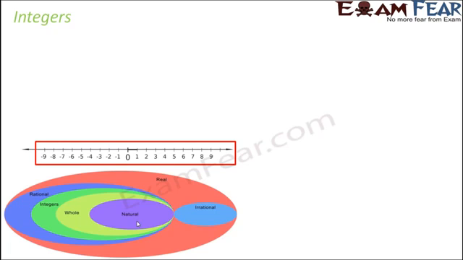Then came the concept of negative numbers, and it is represented by Z. Integers are represented by Z because this Z came from Zahlen. You must be thinking natural number was represented by N, whole number by W, so why are integers represented by Z? Because the Z came from the German word Zahlen, and that means to count.